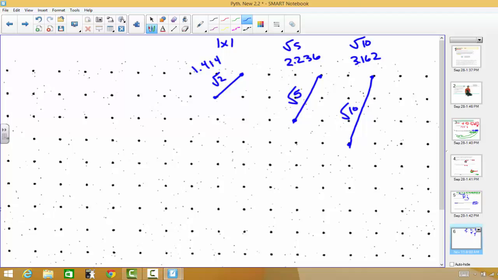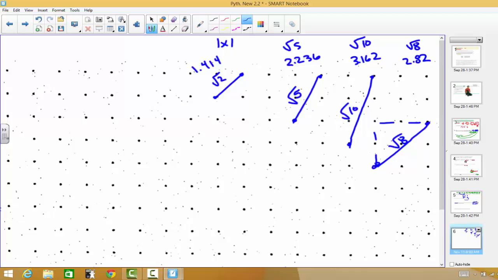And we also had a 2 by 3. I'll draw that right here. 2 by 3, 2 spaces by 3 spaces. And that was the square root. Actually, we had a 2 by 2, not a 2 by 3. Sorry. So we also had a 2 by 2. So 2 spaces by 2 spaces. And that was the square root of 8. And the square root of 8, using a calculator, is 2.82.